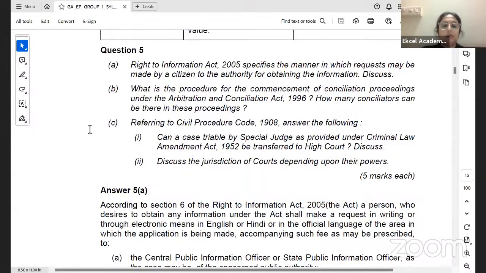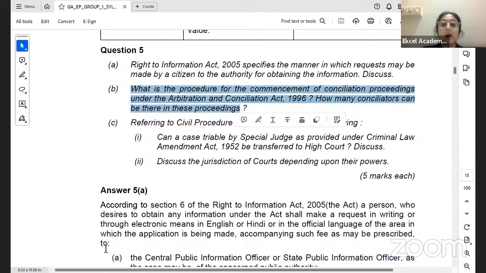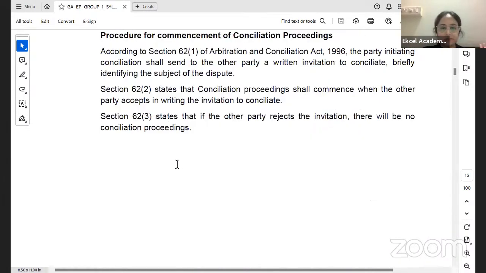Okay, next. What is the procedure for commencement of conciliation proceedings under the Arbitration and Conciliation Act? So you have to write the procedure for conciliation proceedings. Again, it's a direct question. And how many conciliators can there be in the proceedings?